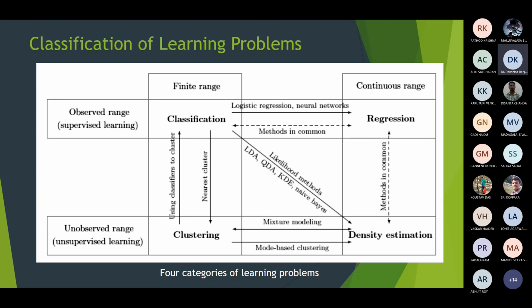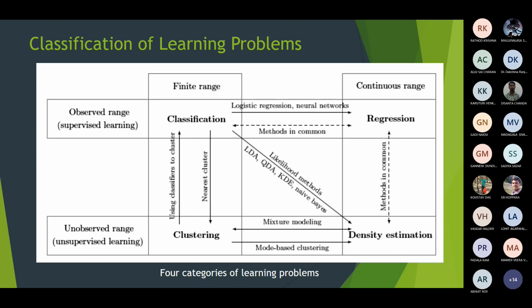Okay. Now, if we consider the observed range, under the observed range we can have classification and regression as supervised learning strategies. And if we consider the unobserved range, then under this unobserved range we can have clustering and density estimation as unsupervised learning strategies.